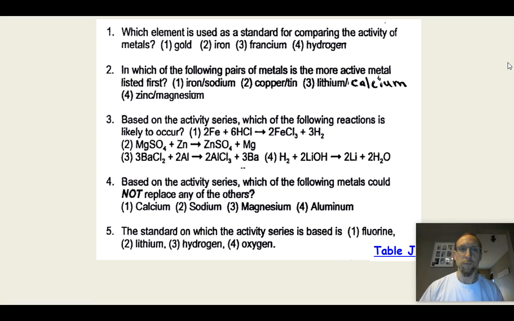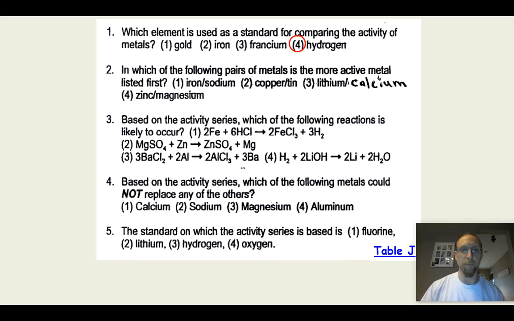Okay, so let's go through these problems. Number one, which element is used as a standard for comparing the activity of metals? Pretty simple. That's hydrogen. We went over that before. Hydrogen is the standard. Even though it's not a metal, it shows up on table J because that's who we are comparing all of these other metals to determine how reactive they are.